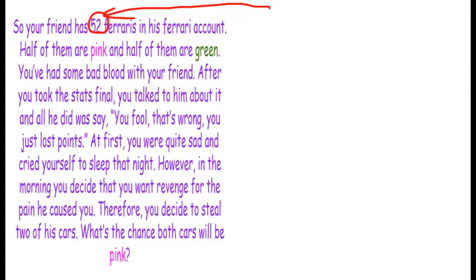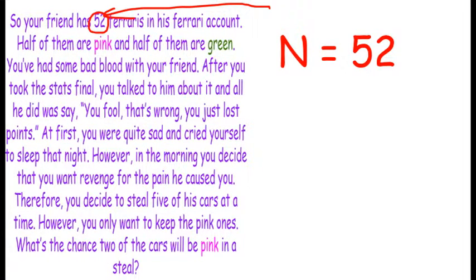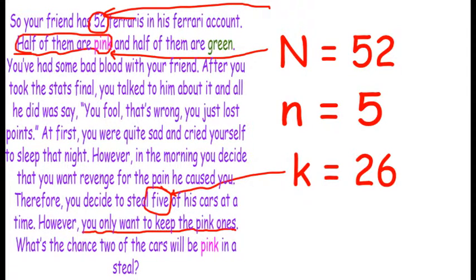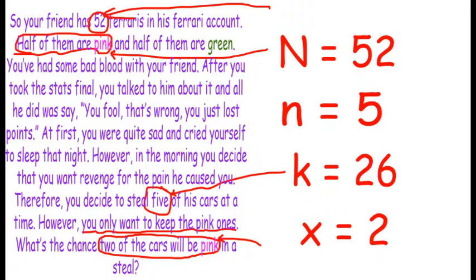So starting off, we see that your friend has 52 Ferraris, which means that big N is equal to 52. And then you see that you decide to steal 5 of his cars at a time, which means your sample size, or small n, is 5. And then after that, you see you only want to keep the pink ones. And so you realize that half of them are pink, and so your k must equal 26. And finally, you just look at the question and it says 2 of the cars will be pink in a steal. And so the number of successes you want is 2.